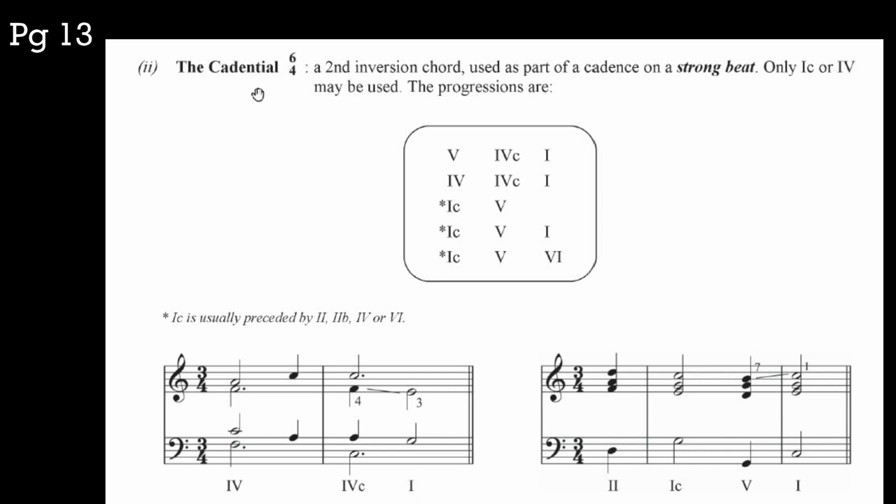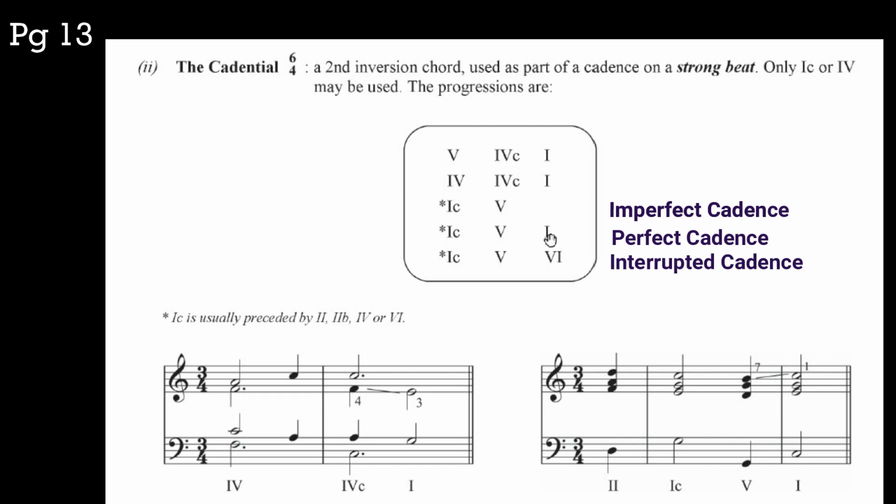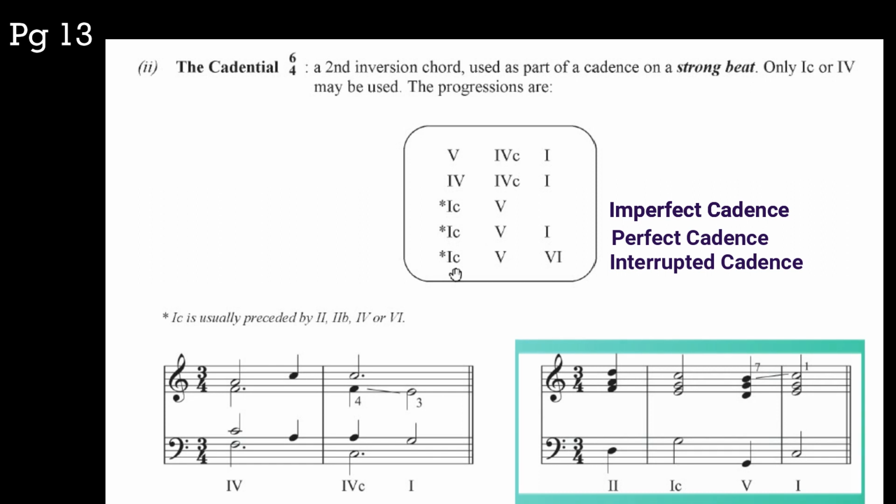Thus, we could have a progression of 1C5 for an imperfect cadence, or 1C5-1 towards a perfect cadence, and 1C5-6 towards an interrupted cadence. Here is an example of a 1C5-1 towards a perfect cadence, and notice that the second inversion chord of cadential 6/4 chords occurs on the strong beat.